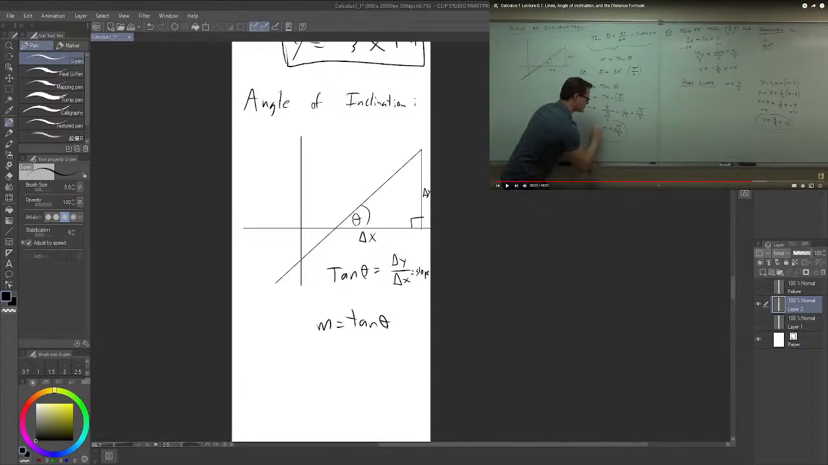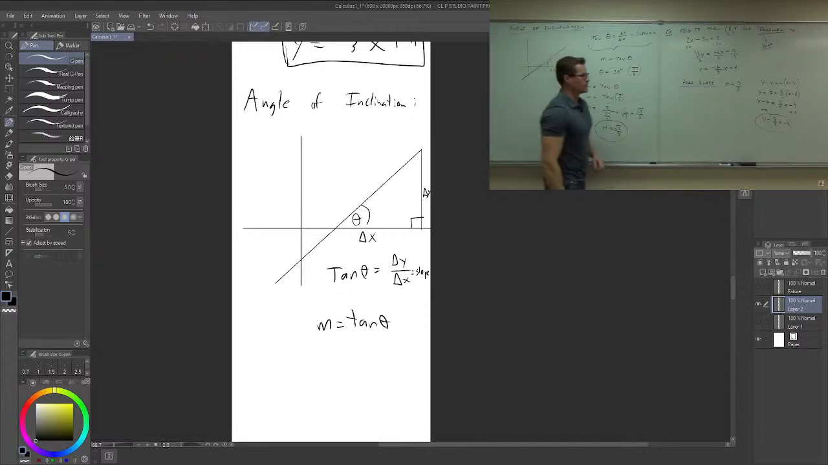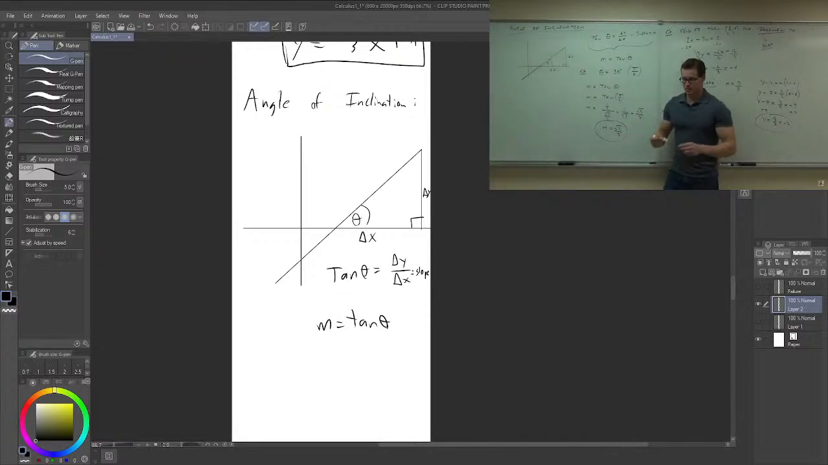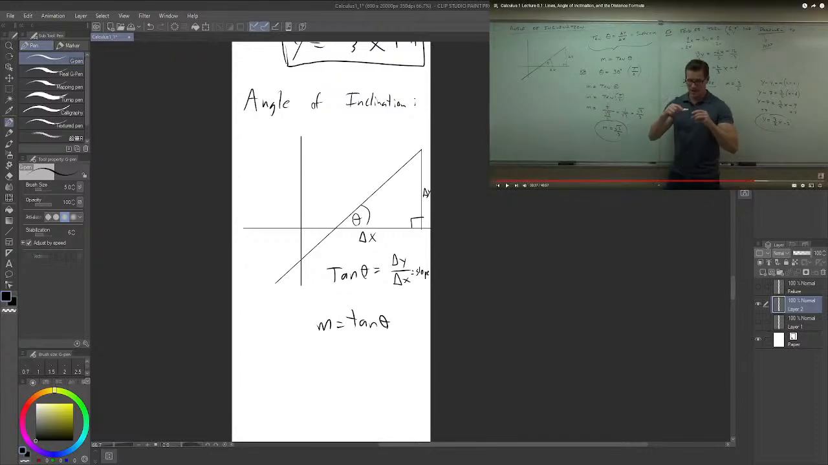But this only works for angles of inclination. All right, let me recap. Did you get that? So I'll write down the example, I guess.